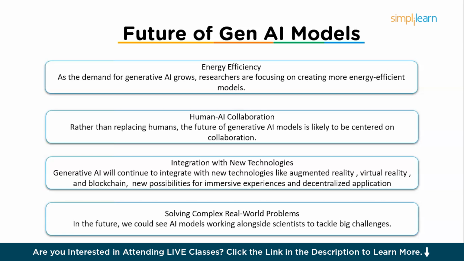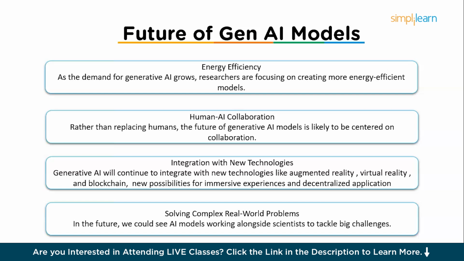So now moving on, we have solving complex real-world problems. In the near future, we could see AI models working alongside scientists to tackle big challenges like climate change, pandemics, and global food security. So AI could help analyze data, predict trends, and offer innovative solutions to these pressing problems.